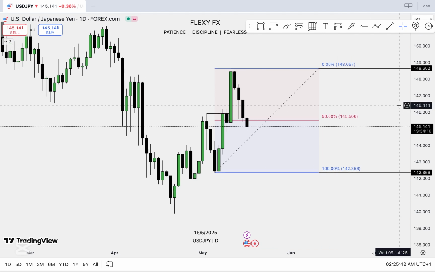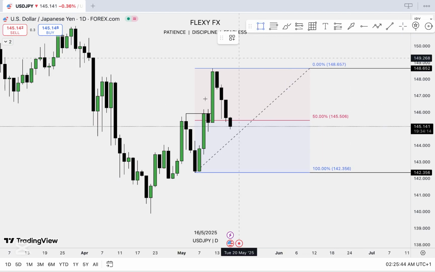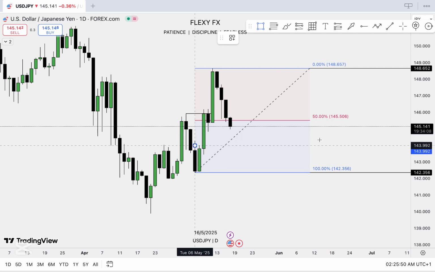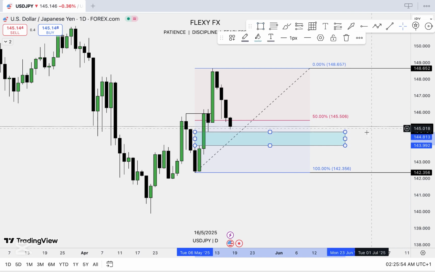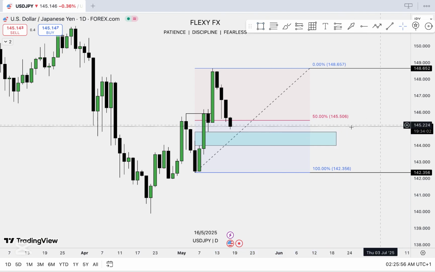Now in this case, we have a fair value gap right in our dealing range. This is a fair value gap, you can see that. Let me mark that out. This is right in our dealing range, which means what I'm waiting for is for price to trade into this fair value gap. Then I'll look for a buy opportunity on the lower time frame.